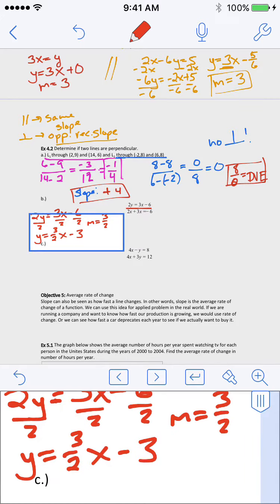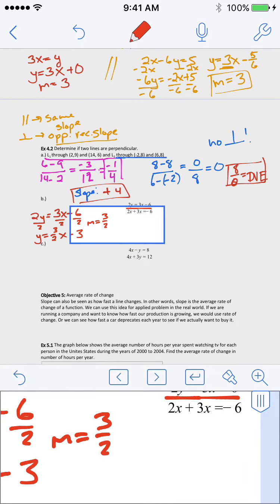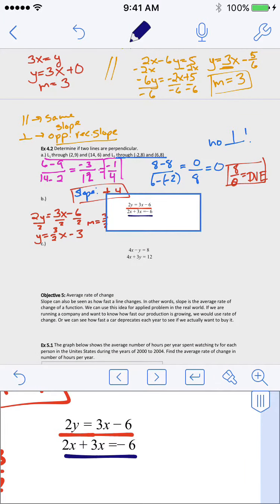Nice. So as soon as we have that slope-intercept form, we can just pull it right out. Okay, so m is equal to 3/2. Right now, that's fabulous. We know that it's 3/2. We can't make any assertions on whether it's perpendicular or parallel yet, because we don't know the slope of the other one. So let's go take a look at the slope of the other one as well.